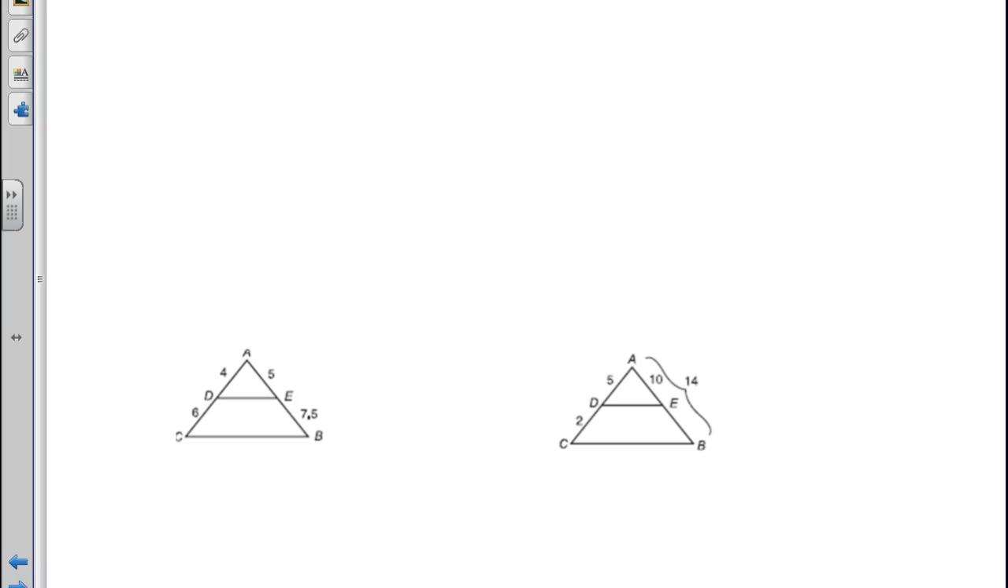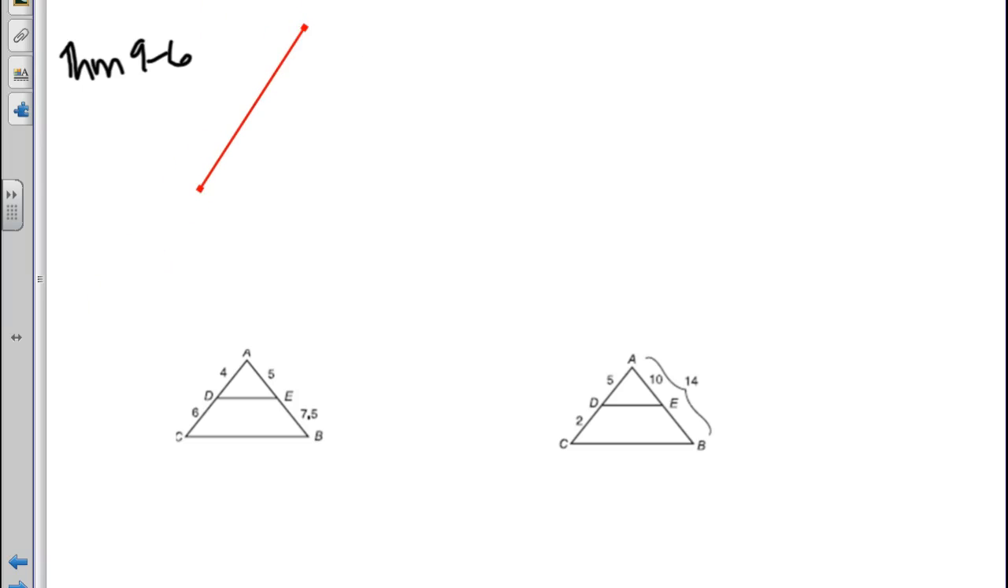Let's write down a couple of theorems here. So Theorem 9-6, we'll start with 9-6 and then we'll add 9-7 in a minute. If a line intersects two sides of a triangle and separates the sides into corresponding segments of proportional lengths, then the line is parallel to the third side.